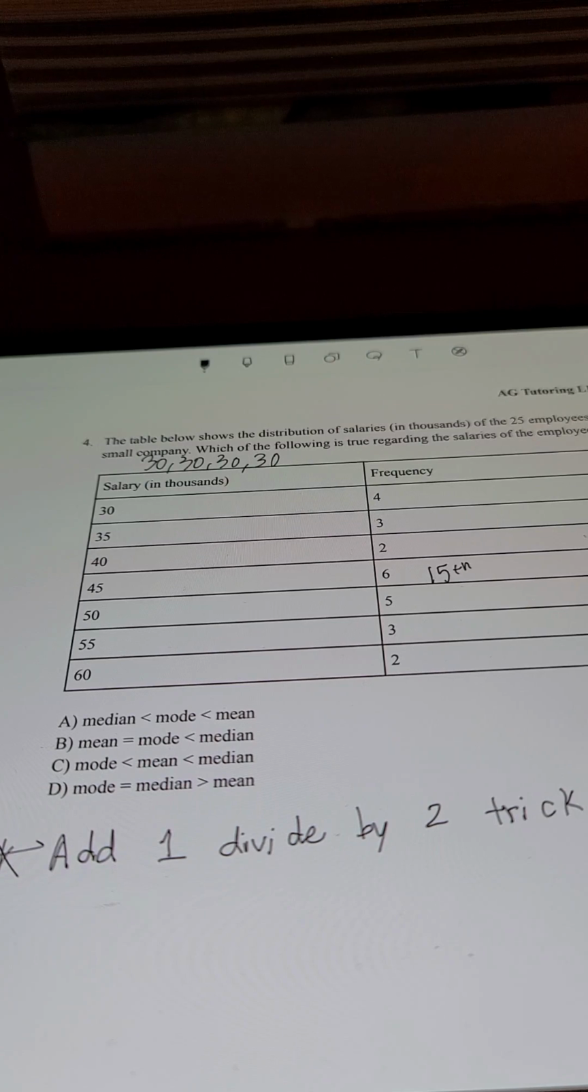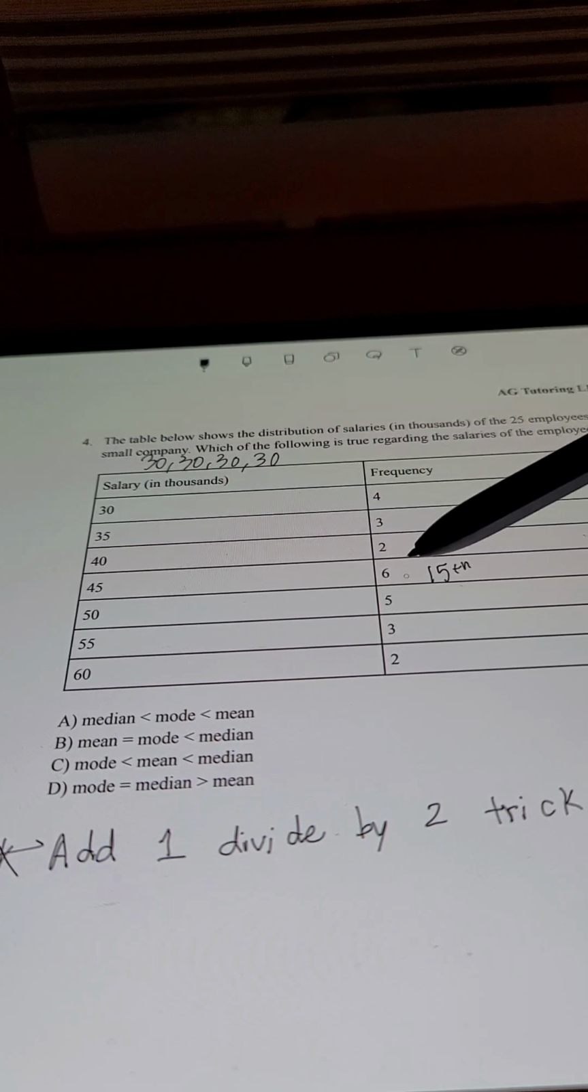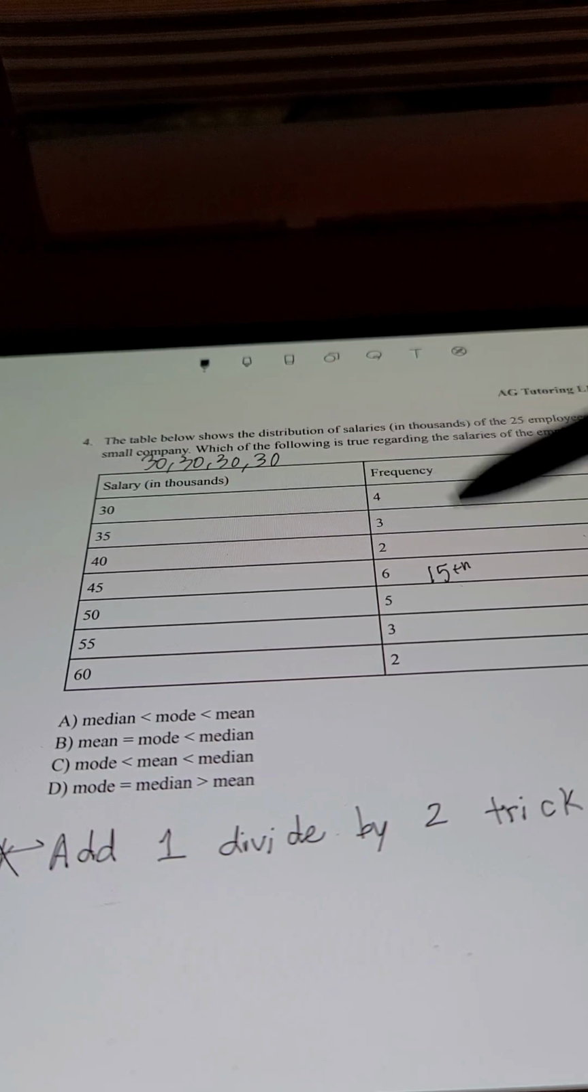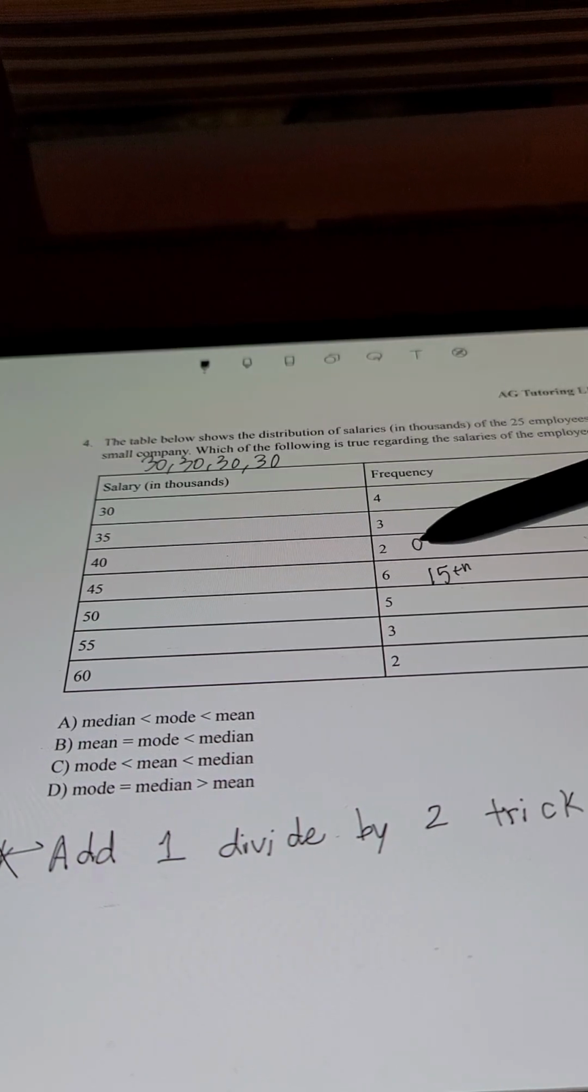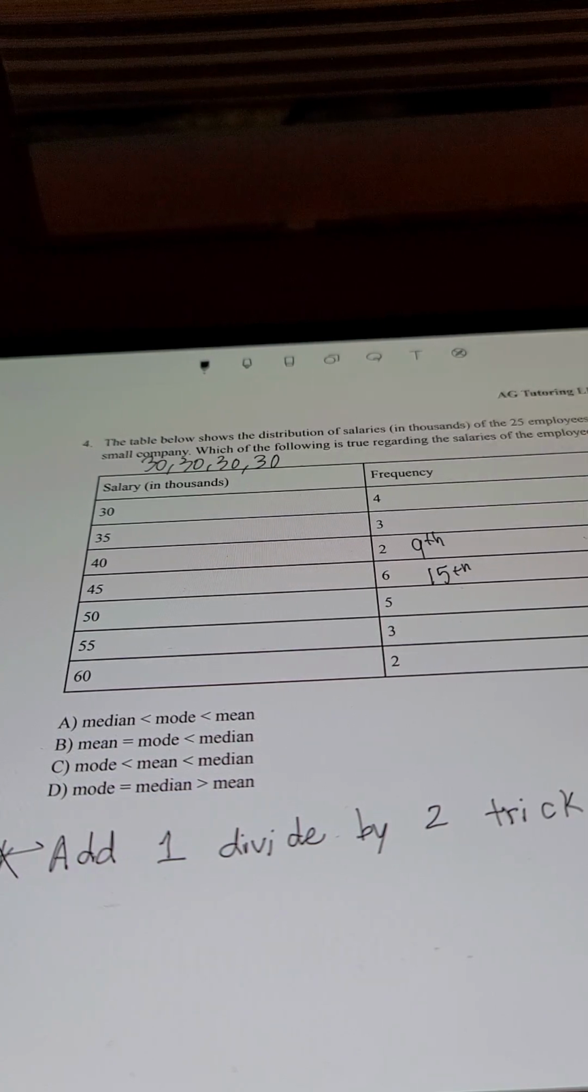Now remember, we wanted the 13th number, and the 13th number is going to be right over here. It's going to be 45 because we only got up to the 9th number here, remember? So that means that the 45 has to be the 13th number in our list. So that has to be our median.